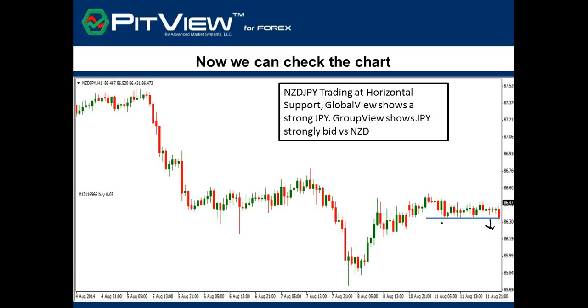So in this case, what would we wait for? Let's just use simple support and resistance, right? So simple support and resistance would tell us, okay, well, let's look for it to break through this low. If it breaks through this low, then I'm going to be looking to sell New Zealand yen.